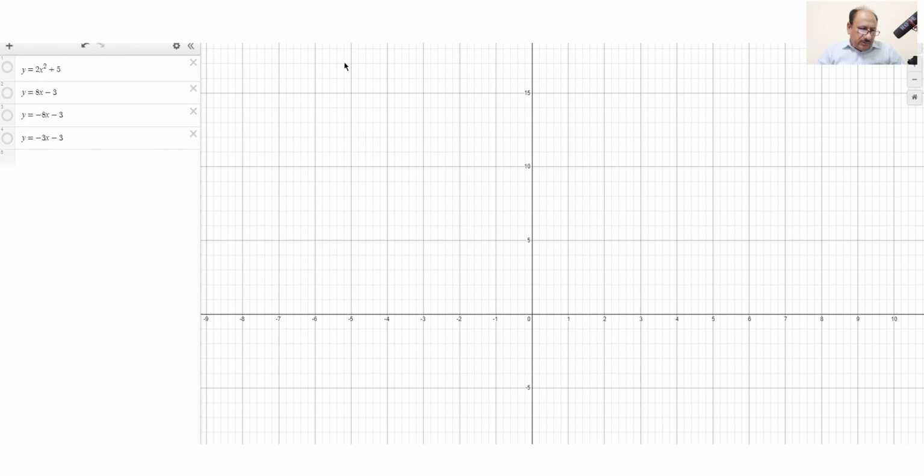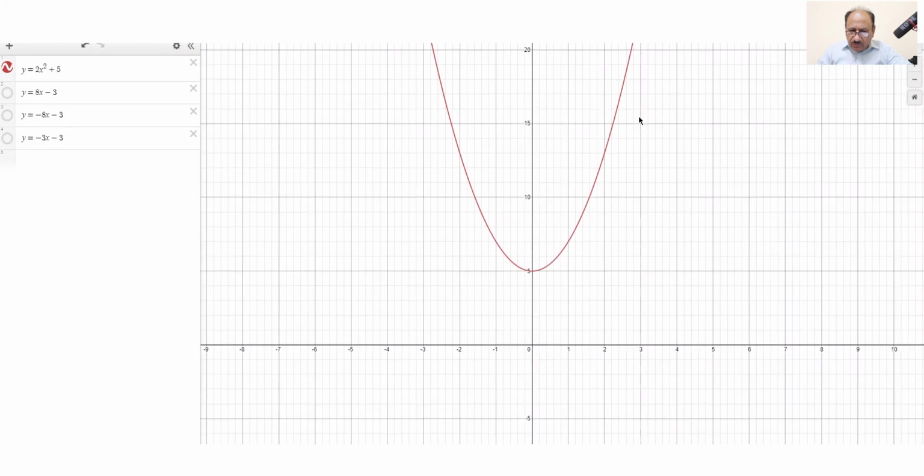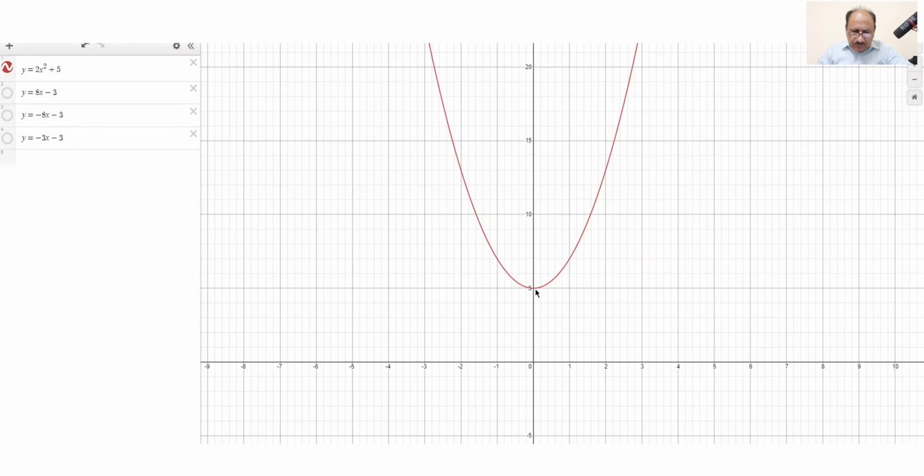Like over here, this is the software which I opened, and this is the equation y is equal to 2x squared plus 5, which is in our question. If we plot this with the software, this is the curve, and you can see this is intersecting at 5. So the y intercept is 0 and 5.